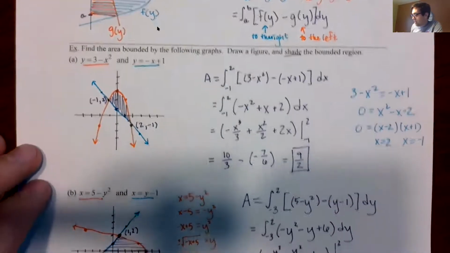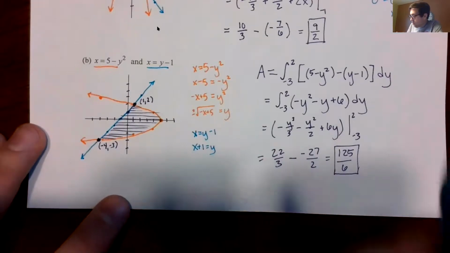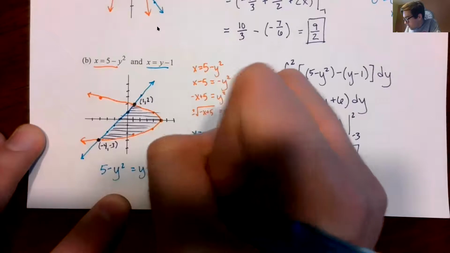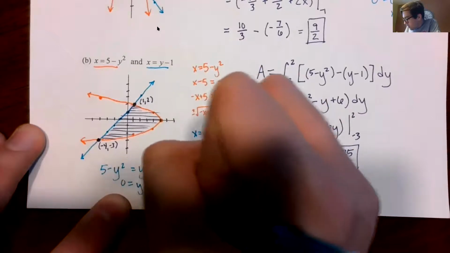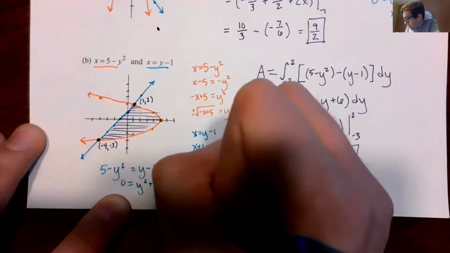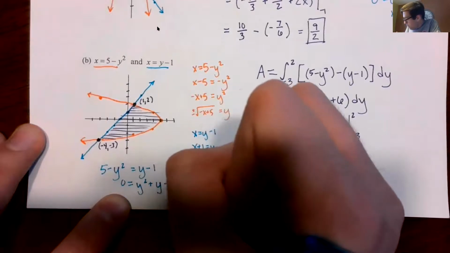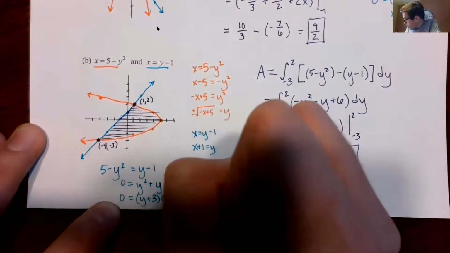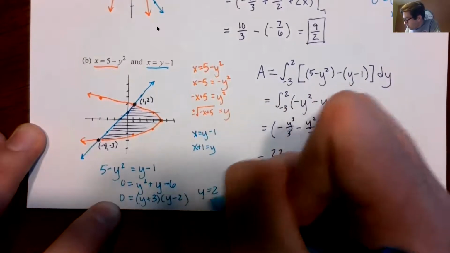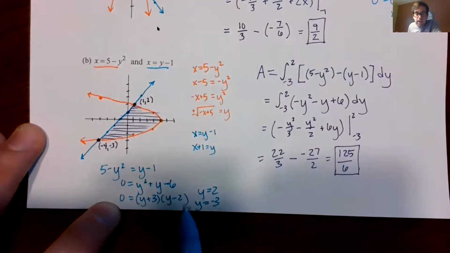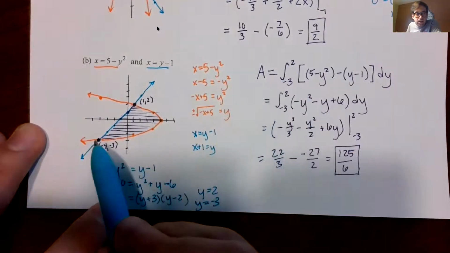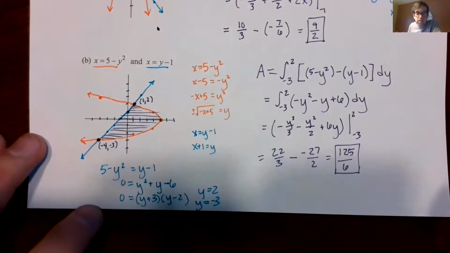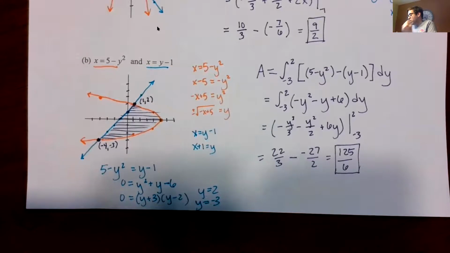We could do the same thing in letter B if it's in the y direction. We set the two equations equal to each other. Solve for y. And we get y plus 3, y minus 2. So we get y equals 2 and y equals negative 3. And you can see, once again, that's our two bounds. That's the two y values where we had intersection points. Okay, so that's another way to find the bounds of your integral. And that is going to help us with the next question.